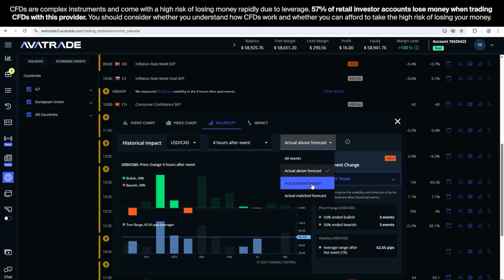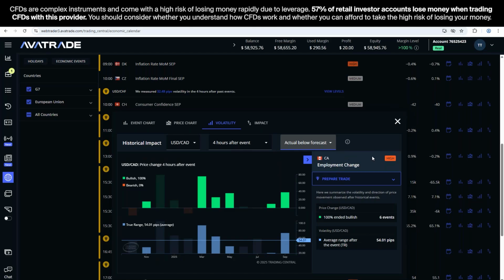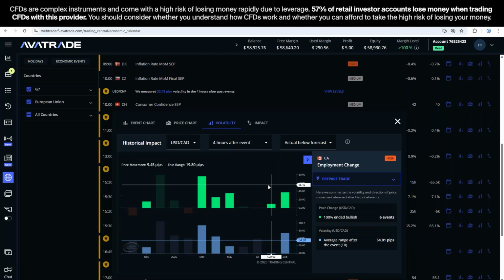And when it came in bad news, below forecast, which means lower than expected employment, the USD strengthened across the board 100% of the time. And that makes sense in your mind, right? Employment out of Canada, worse than expected, the Canadian dollar weakened. And it didn't just weaken 55% of the time or 80% of the time. On the past 1, 2, 3, 4, 5, 6 times that it came in worse than expected, the Canadian dollar weakened 100% of the time, 6 out of 6.